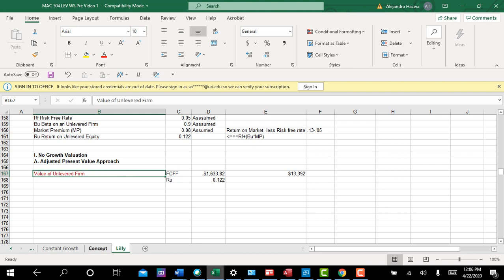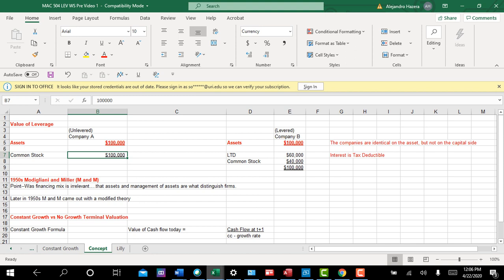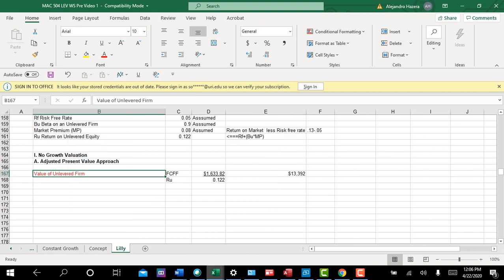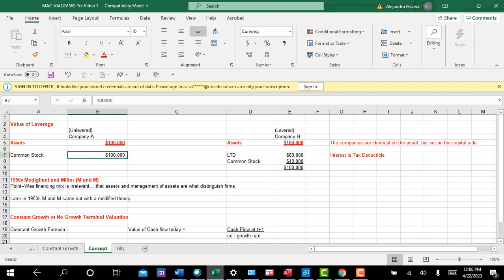So right now we're assuming that Lilly has no debt. Okay, now going back to the theory, what we're going to do now is add debt, and we're going to say that the only value of that debt is the excess cash that is produced by the tax shield.